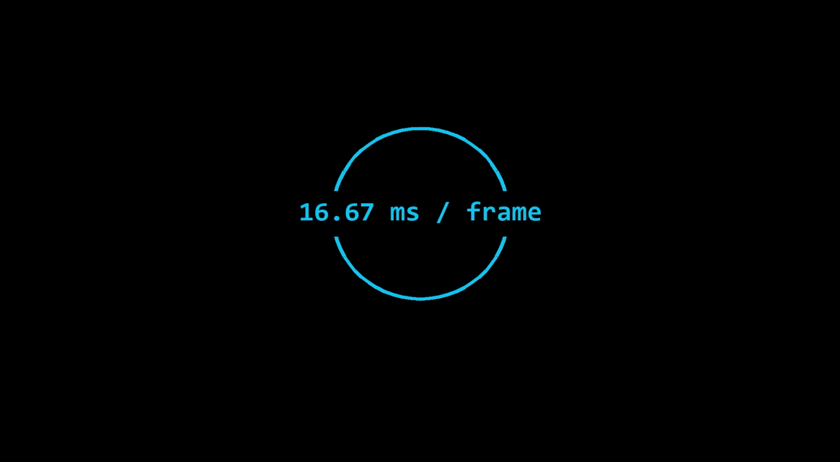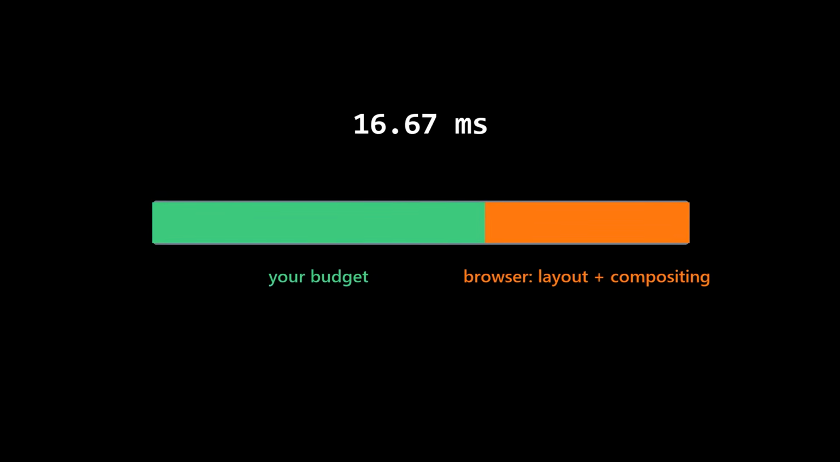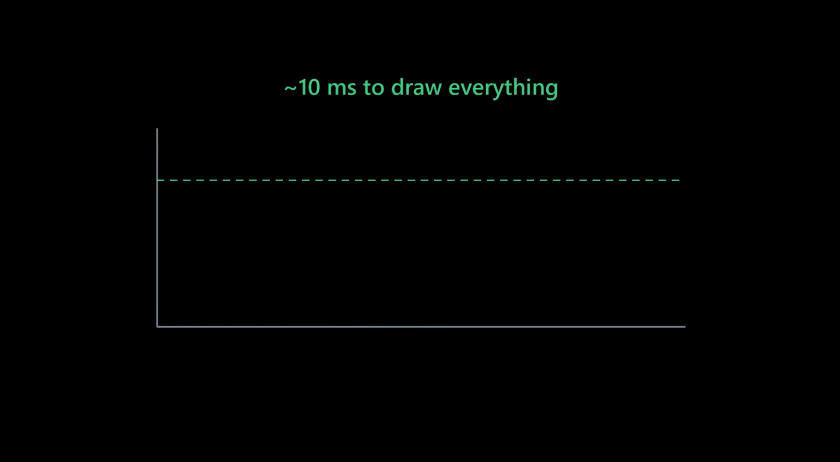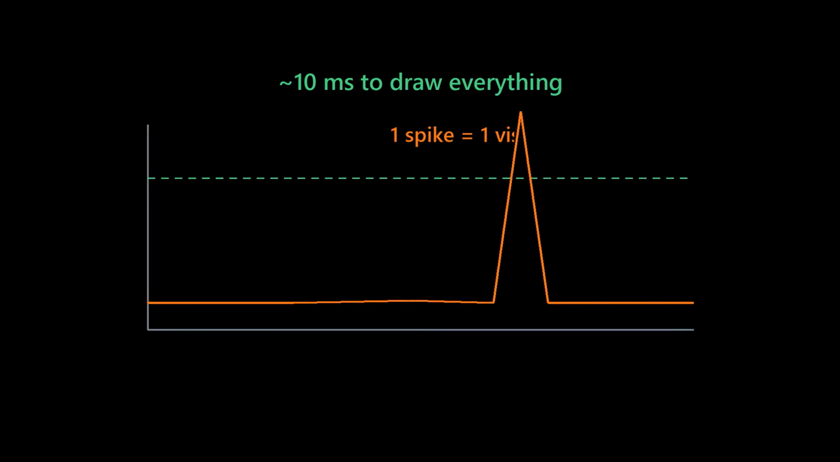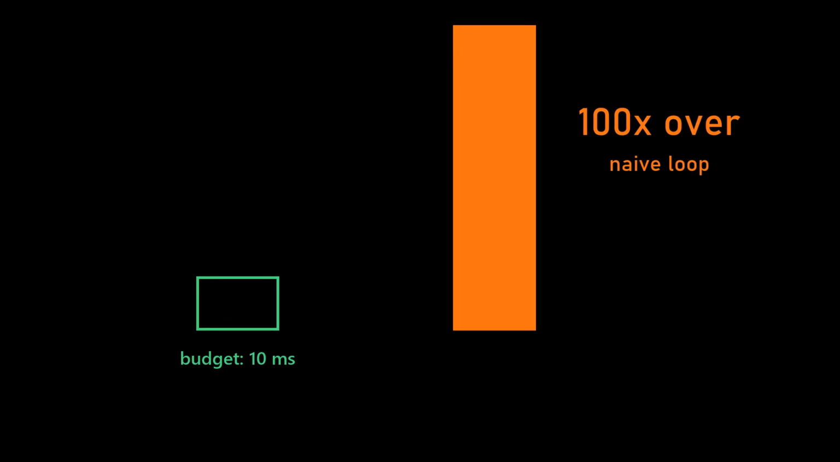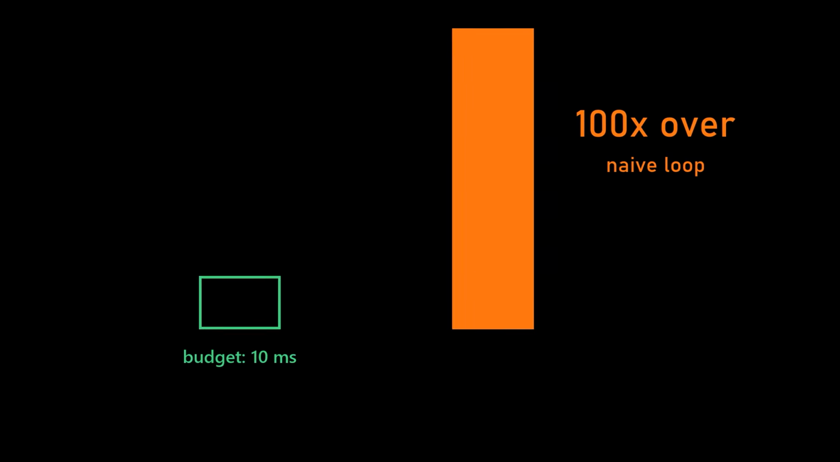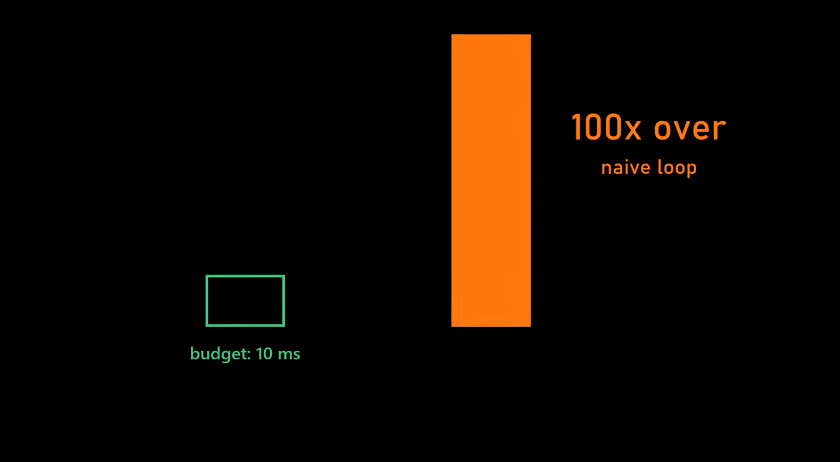Because here's the constraint we're living inside for the rest of this video. 60 frames a second isn't a speed. It's a deadline. You get 16.6 milliseconds per frame. That's it. And the browser steals part of that just to do its own job. Layout. Compositing. So realistically, you've got about 10 milliseconds to draw everything. Miss it even once, and the user sees it. That's the stutter. So the whole game is this. Fit 1,000,000 points inside a 10 millisecond box. The naive loop doesn't miss the box by a little. It misses it by 100 times over.